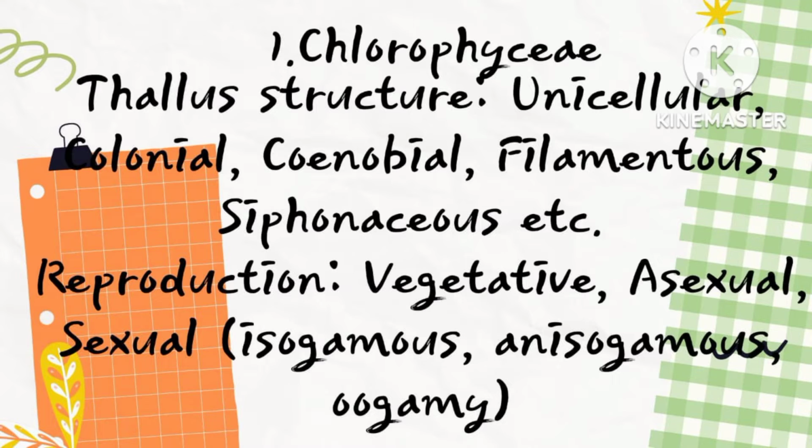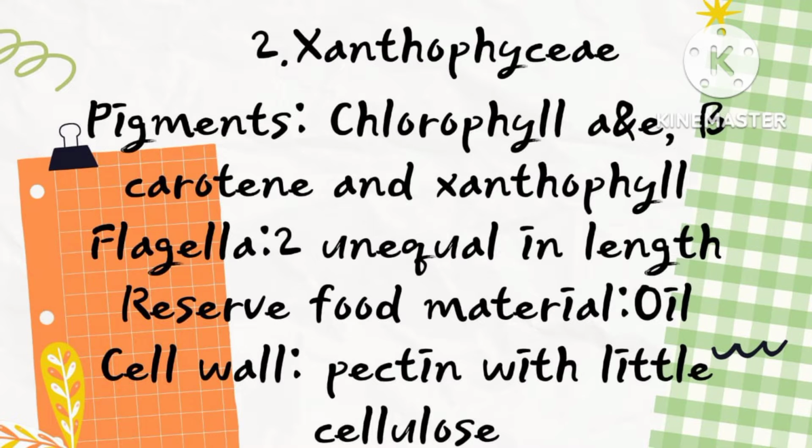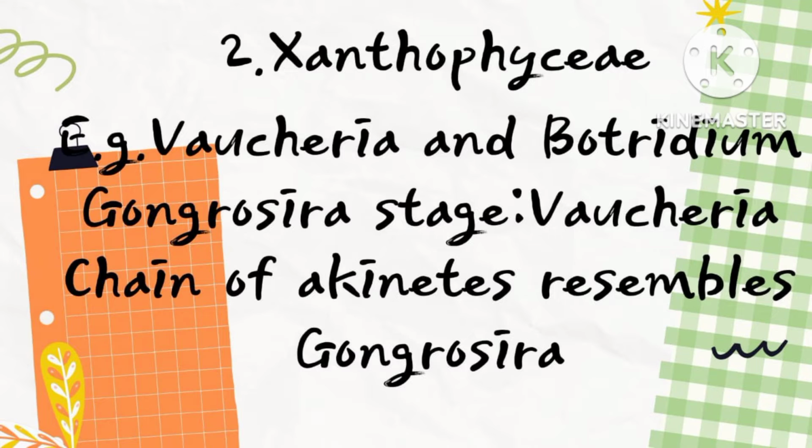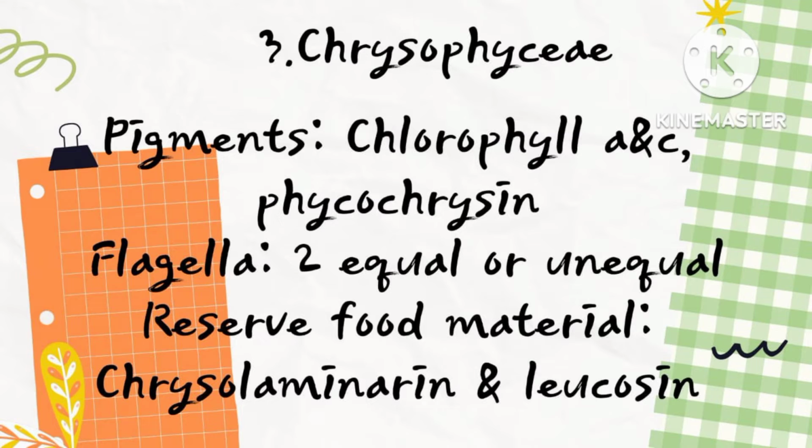Second class is Xanthophyceae. It contains chlorophyll a, e, beta carotene and xanthophyll. Flagella, if present, are 2 in number and of unequal length. Reserve food material is oil. Cell wall is made up of pectin with less cellulose. Reproduction is vegetative, asexual and sexual. Sexual type is isogamous. Thallus can be siphonaceous. Examples are Botrydium and Vaucheria. In Vaucheria, during unfavorable conditions, a chain of aplanospores is formed which resembles another alga named Gongrosira and thus is said to have the Gongrosira stage.